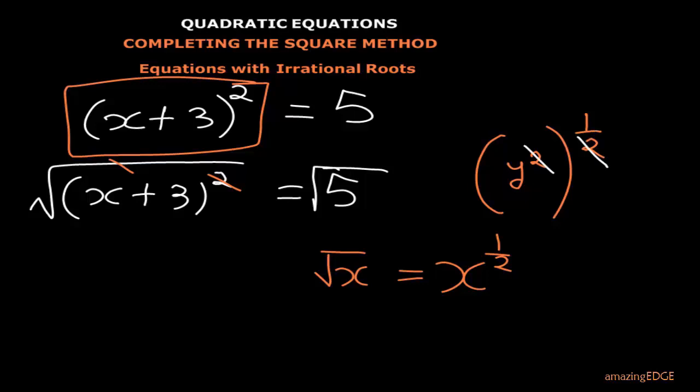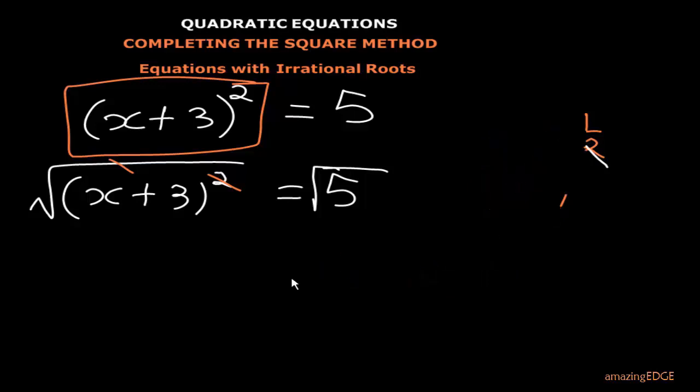So if you have anything in index 2 and you want to remove it, especially when it involves an equation, then you take the square root of both sides. So this square root will cancel this power 2, and you are now left with x plus 3 equals the square root of 5.